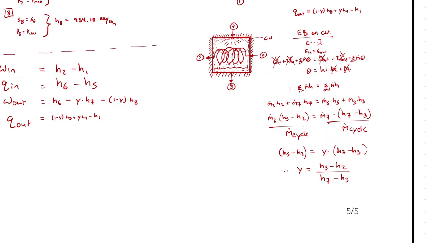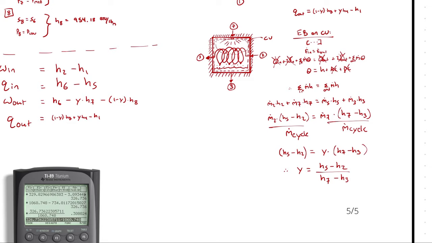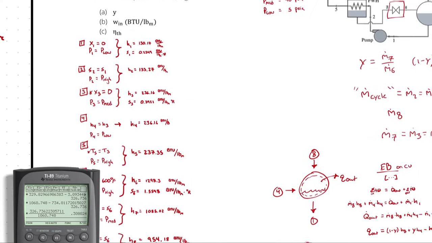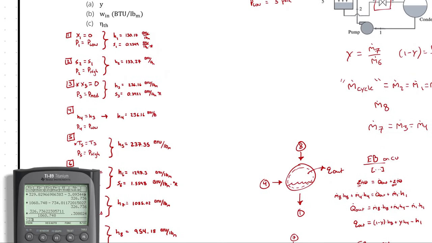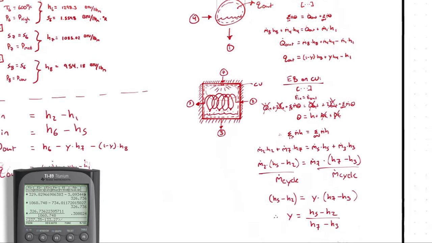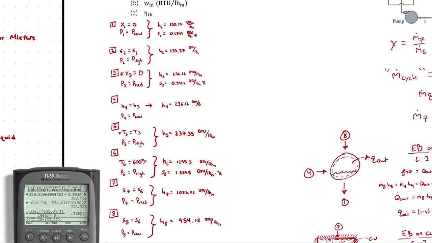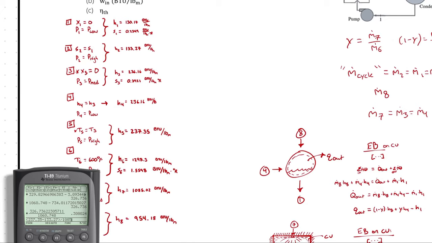Now that we have all 8 enthalpies, calculating y is just a matter of computing some numbers together. For that, we will use our calculator, and I am going to take h5 minus h2, which is 237.35 minus 133.27, divided by h7 minus h3, which is 1085.02 minus 236.16. That yields 0.1226.